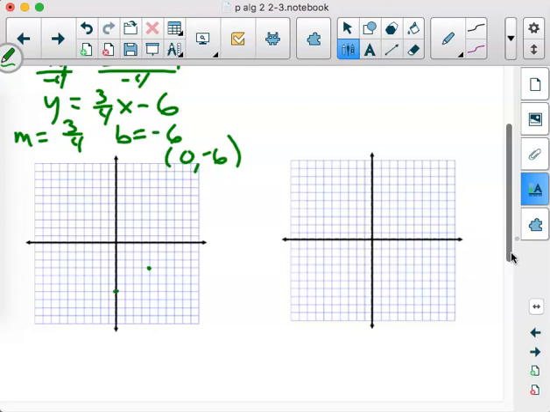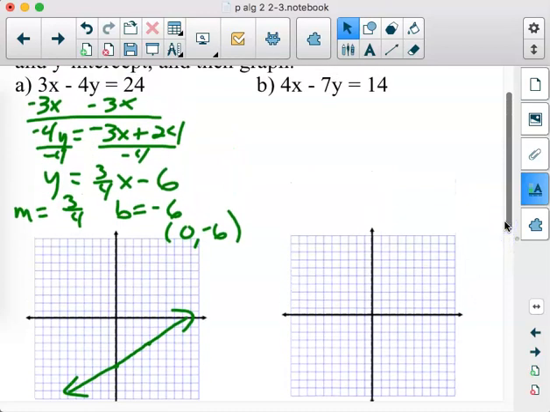It's hard to draw straight lines up here. Do the best you can. Try to go through them. Ta-da! So we put it in slope-intercept form, we identified the slope, we identified the intercept, and we graphed it. Yay us!